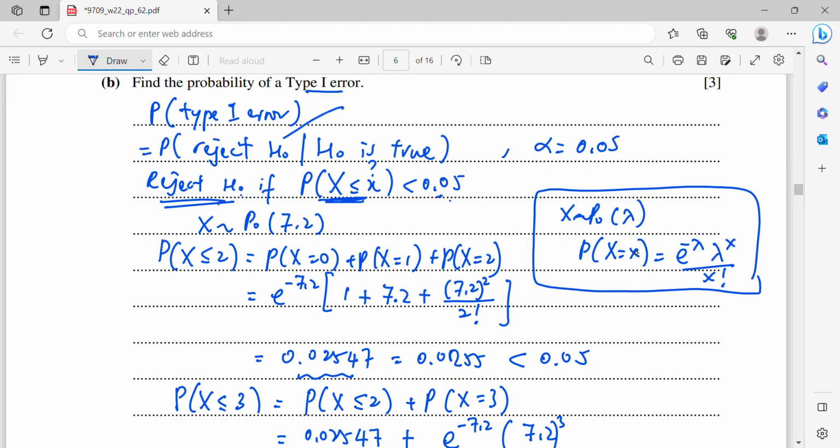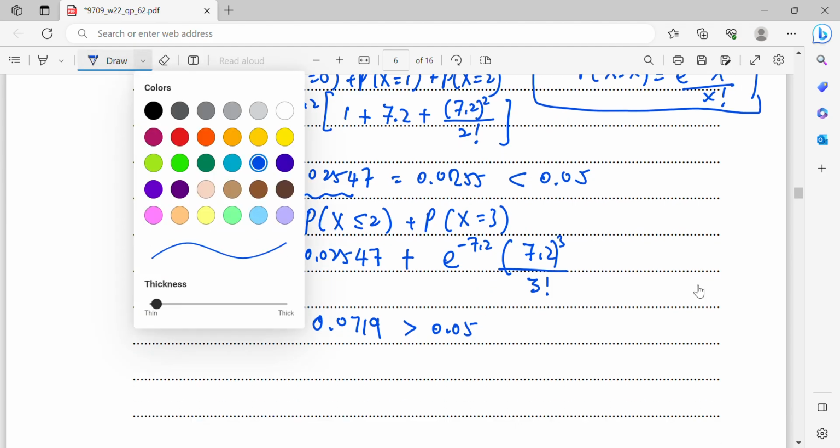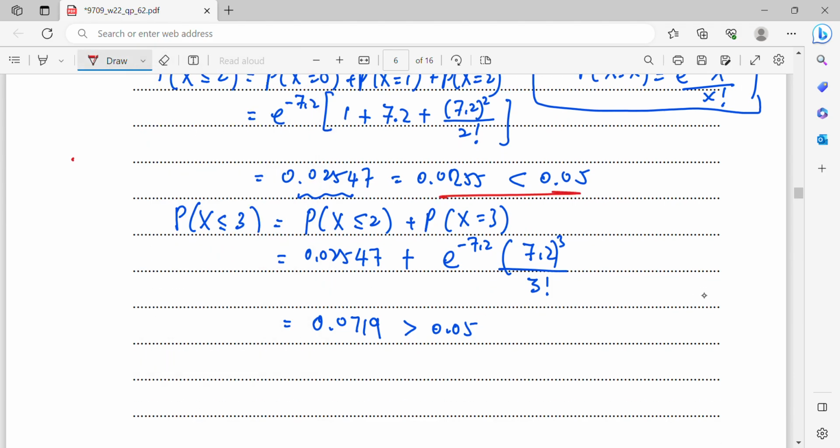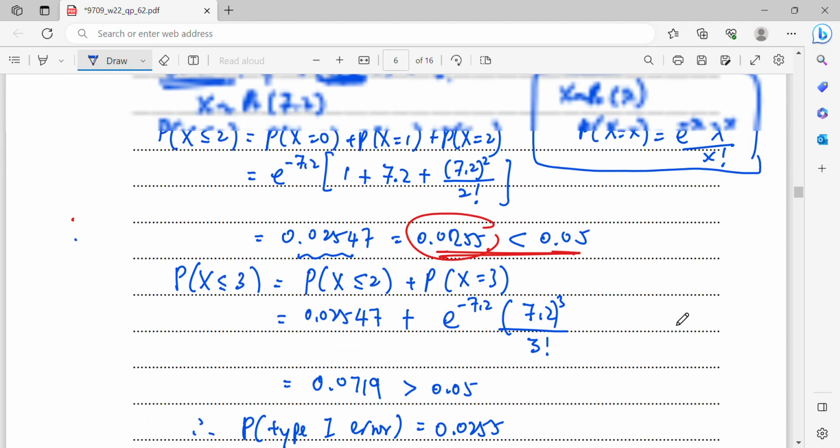So from here, P(type 1 error) is going to be the probability of rejecting H0. Which means our probability is the one which is less than 0.05, which means this 0.0255 is our type 1 error probability. So P(type 1 error) is 0.0255. Okay, so this is how we solve this question 4. Right?